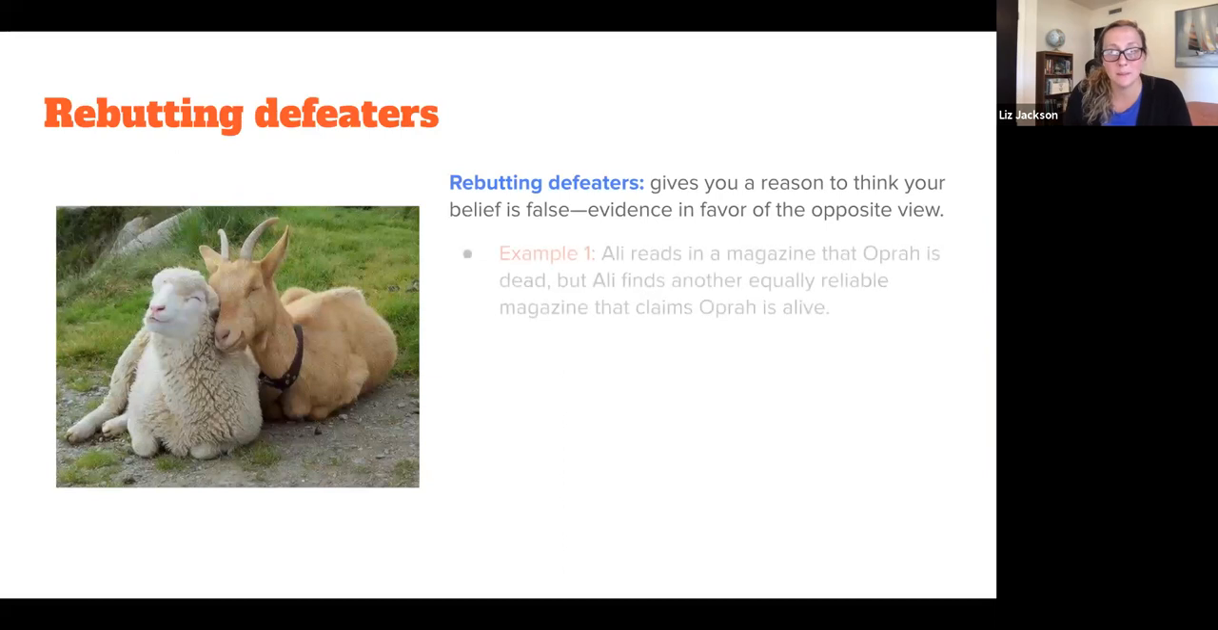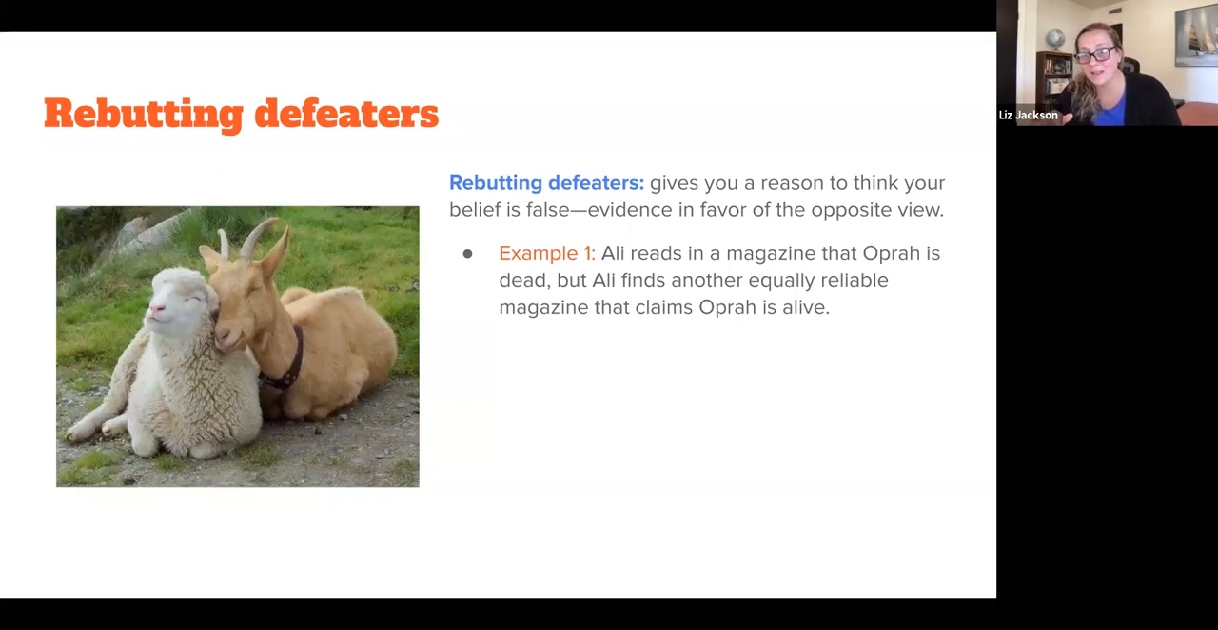Let's consider some examples. So Ollie reads in a magazine that Oprah's dead, but then he finds another equally reliable magazine that claims Oprah's alive. So now he has magazine one saying Oprah's dead, magazine two saying Oprah's alive, and he doesn't really have a reason, let's say, to think one magazine's more reliable than the other. This will defeat Ollie's original belief that Oprah's dead on the basis of reading the first magazine.